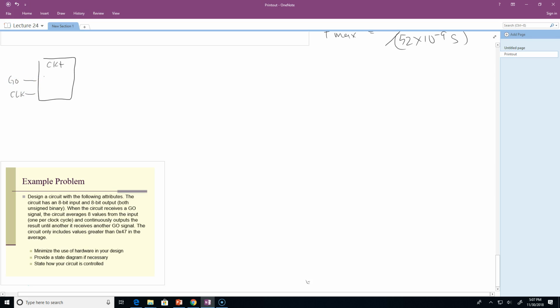Someone presses a go button and something happens. It has an input value and it has an average. So what this problem is doing is essentially adding up numbers and taking the average of them. It's really cleverly done in that.